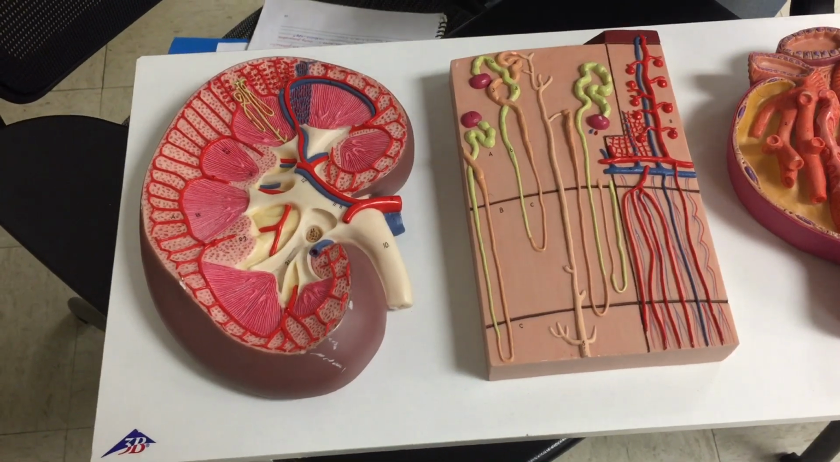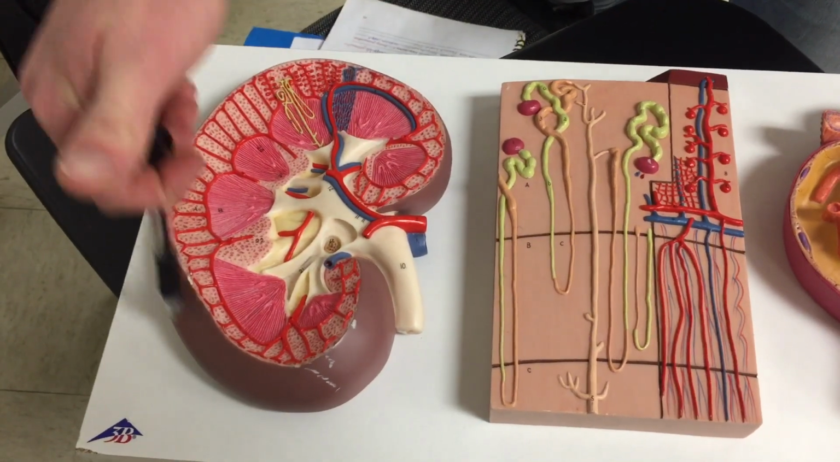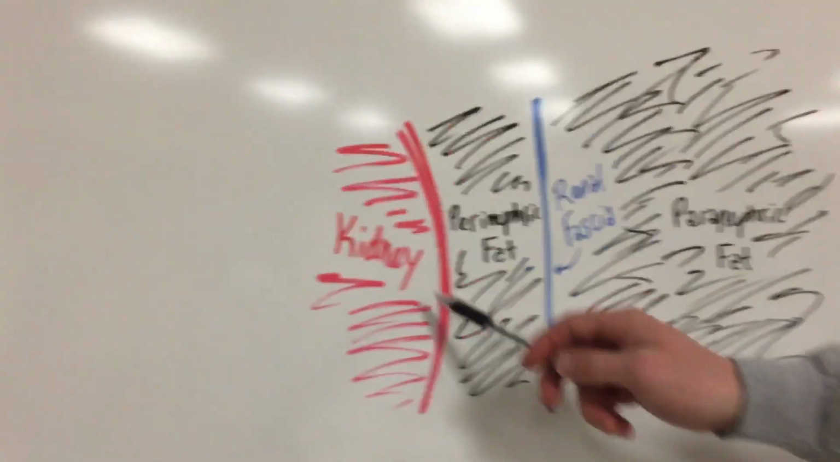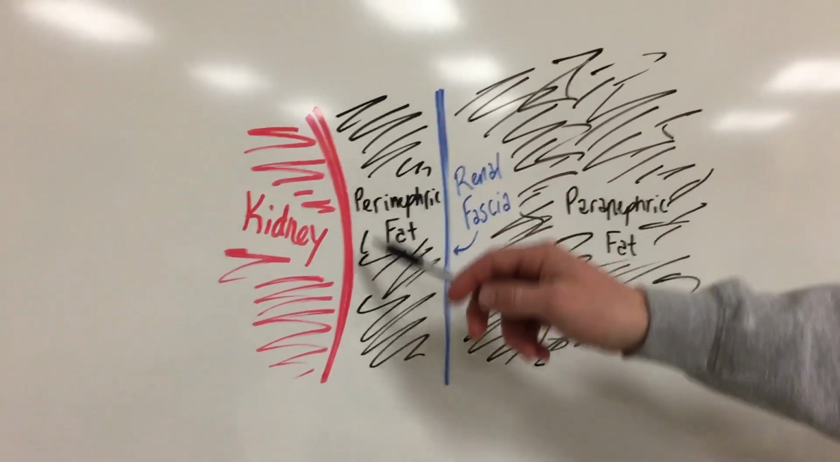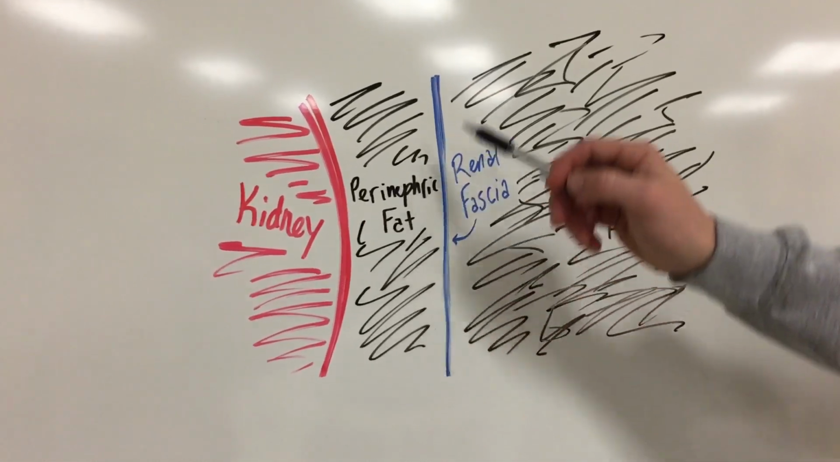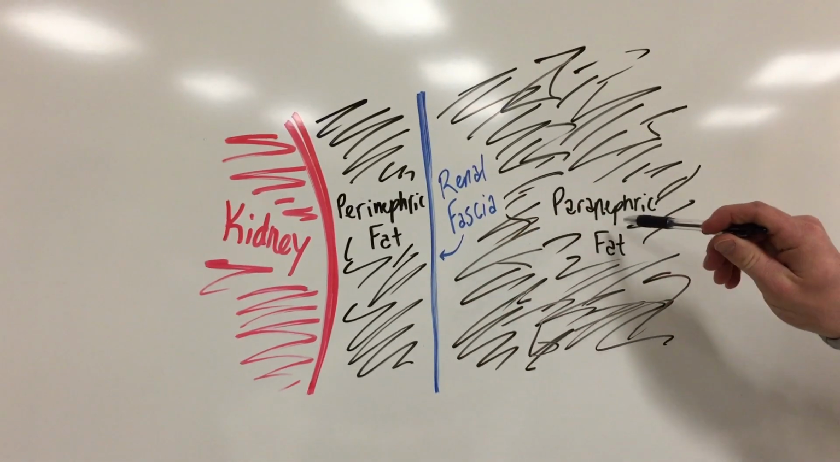We're going to start with the structures of the kidney. And right off the bat, we've got this outermost layer of the kidney, which is called the fibrous capsule. Now, if we look up here, this is the kidney. This red line is going to be that fibrous capsule. We've got perinephric fat touching the kidney, renal fascia separating the perinephric fat from the paranephric fat.